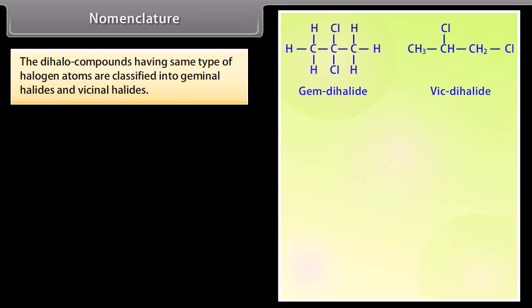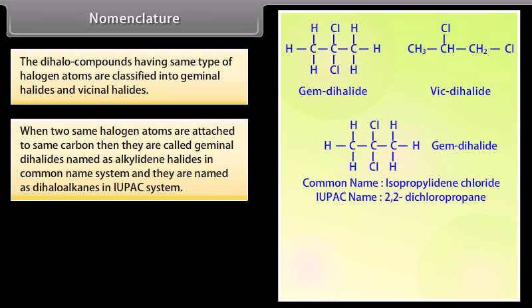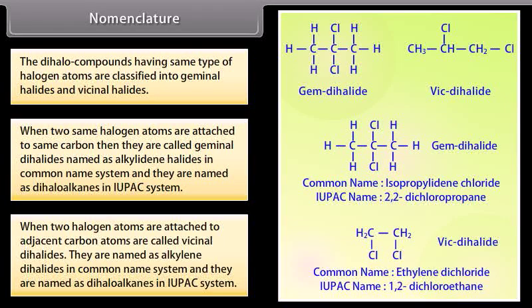Nomenclature. The dihalo compounds having the same type of halogen atoms are classified into geminal halides and vicinal halides. When two same halogen atoms are attached to the same carbon, then they are called geminal dihalides, named as alkylidene halides in common name system, and they are named as dihaloalkanes in IUPAC system. When two halogen atoms are attached to adjacent carbon atoms, they are called vicinal dihalides. They are named as alkylene dihalides in common name system, and they are named as dihaloalkanes in IUPAC system.